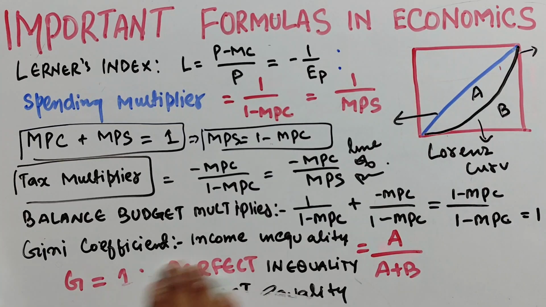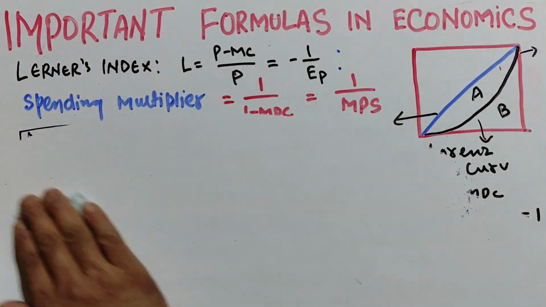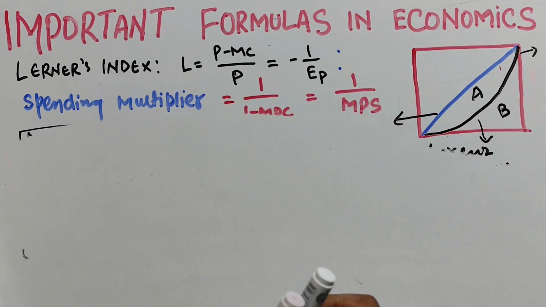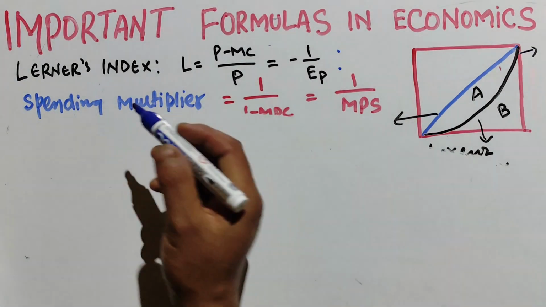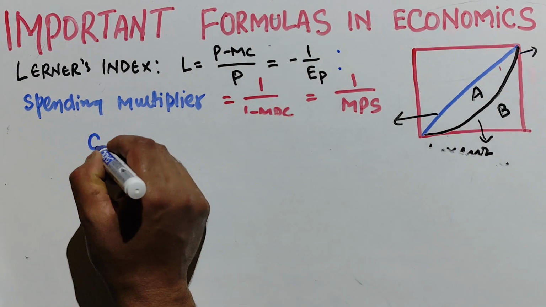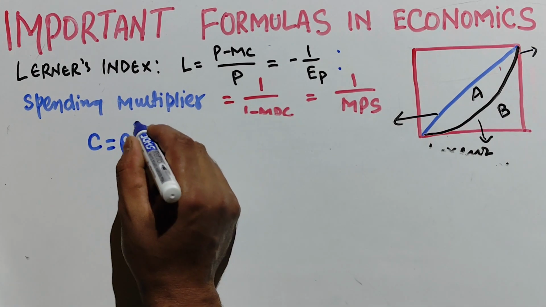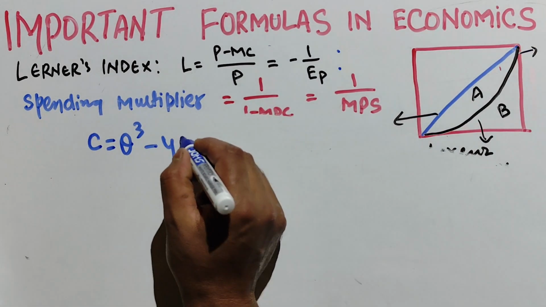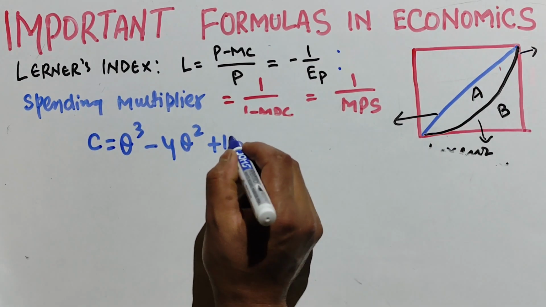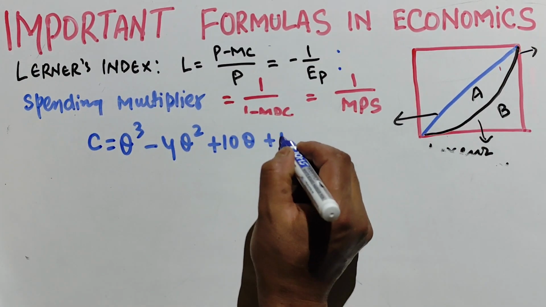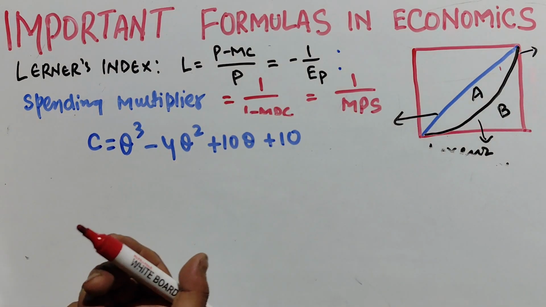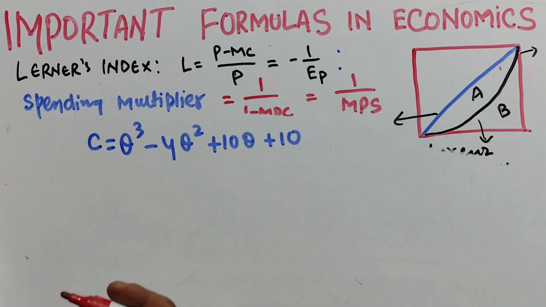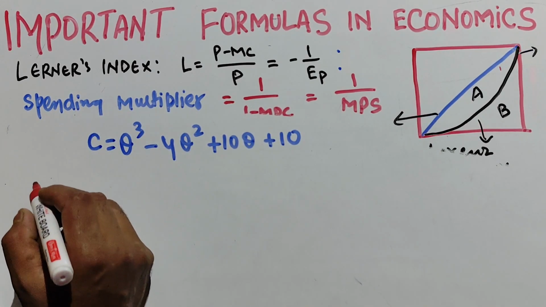Now let us find out some other formulas. Let us discuss the costs here. We have different kinds of costs. For that, let us first write the cost function. We have a cost function like q cube minus 4q square plus 10q plus 10. Let us say this is our cost function. Now let's calculate some types of cost, first the average cost.